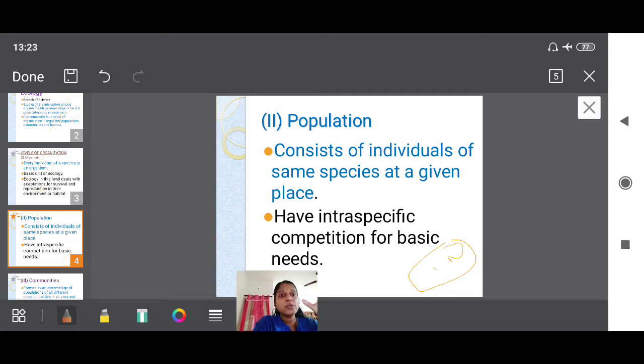So like that, you have a group of individuals in a particular location, we call it what? At a given place. So that one we call it as population. It consists of individuals of the same species, like humans, cats, dogs, it's the same species, okay? Humans are all one species, cats are all one species, yes. They have intra-specific competition for basic needs. What is intra-specific? Within the population you have intra-specific competition.